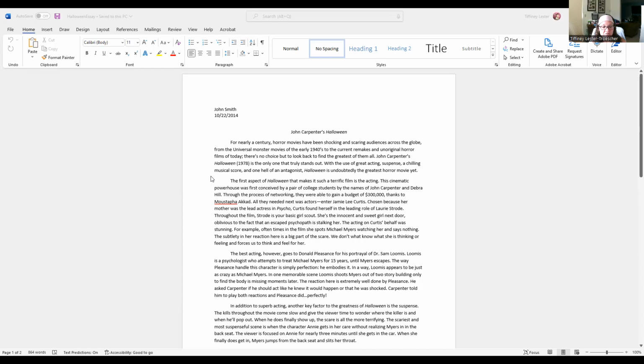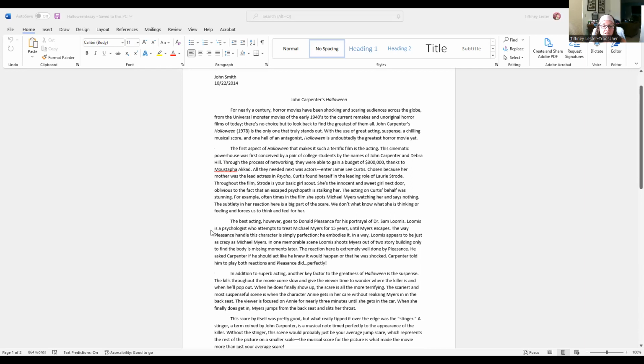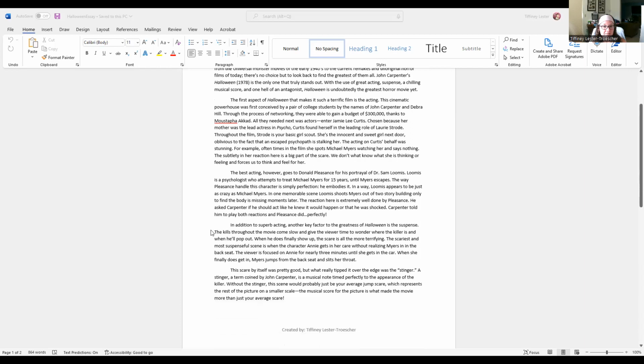For example, oftentimes in the film, she spots Michael Myers watching her and says nothing. The subtlety in her reaction here is a big part of the scare. We don't know what she is thinking or feeling and forces us to think and feel for her. The best acting, however, goes to Donald Pleasence for his portrayal of Dr. Sam Loomis. Loomis is a psychologist who attempts to treat Michael Myers for 15 years until Myers escapes. The way Pleasence handles this character is simply perfection. He embodies it. In a way, Loomis appears to be just as crazy as Michael Myers. In one memorable scene, Loomis shoots Myers out of a two-story building only to find the body is missing moments later. The reaction here is extremely well done by Pleasence.